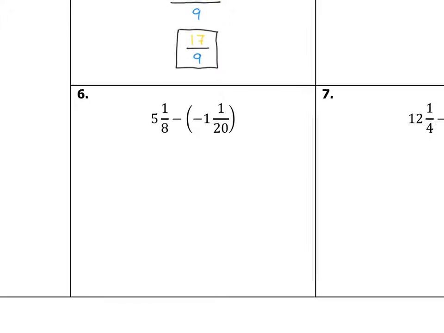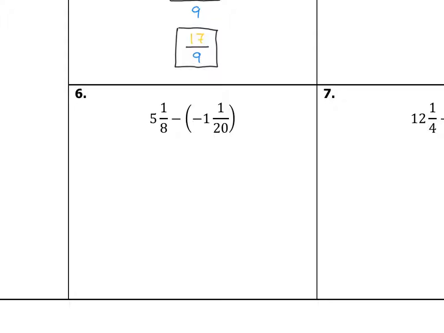All right, looking at number 6, this time I have mixed numbers, so I'm going to rewrite my mixed numbers as improper fractions first. 5 1/8 as an improper fraction would be 41/8. 1 1/20 as an improper fraction would be 21/20. I also see a double sign there in the middle, so let's take care of that. This is a minus negative, and so we know that becomes a plus. So this problem is rewritten in the first step as 41/8 plus 21/20.